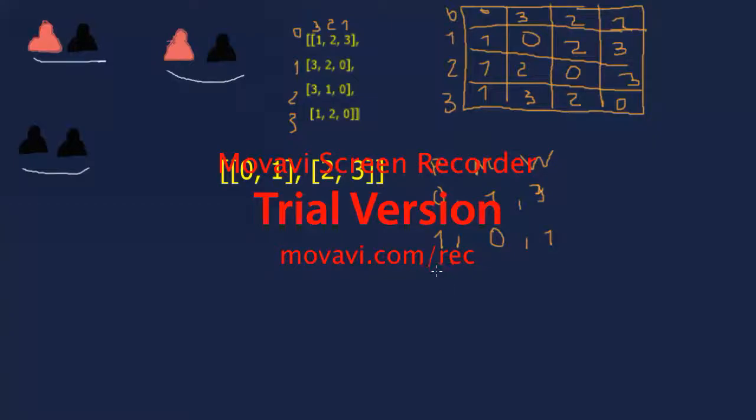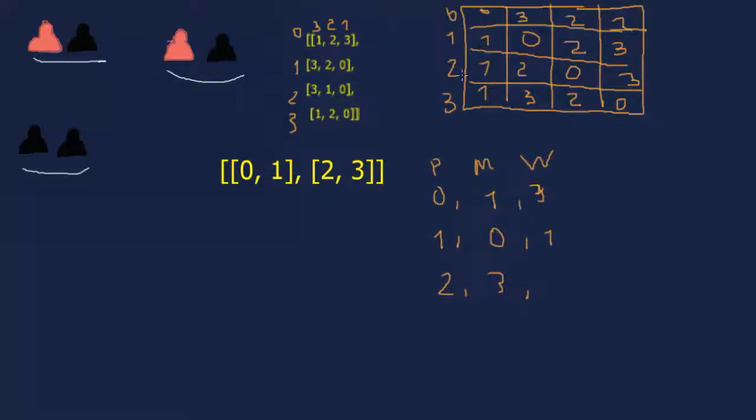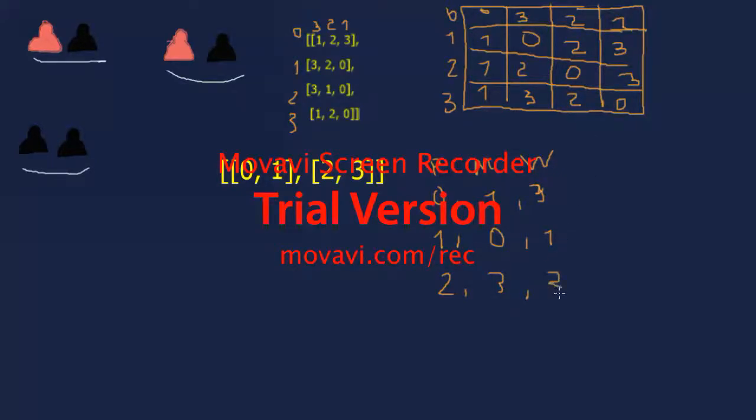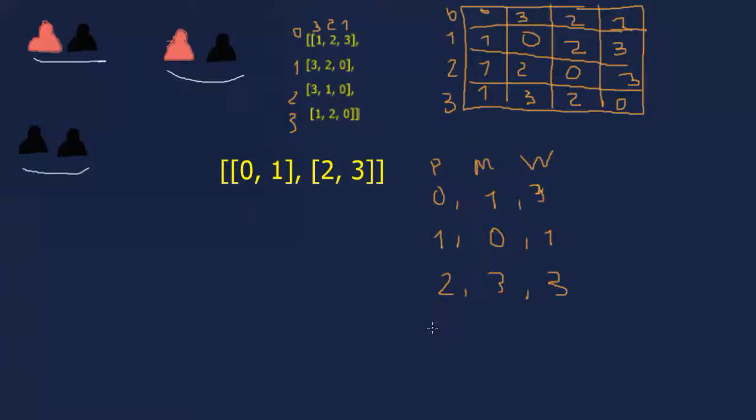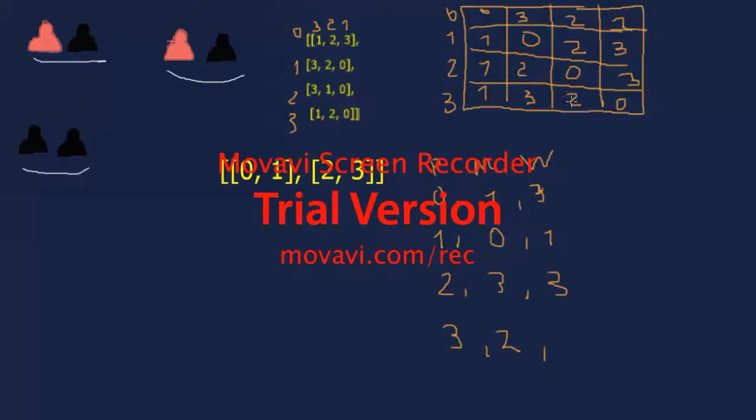Then we go to the next pair, which is 2 and 3. We go to our weight array. We go to the person number 2. We check the position number 3, which we check the weight, and the weight is 3. Now we do the other pair, which is 3 and 2. What is the weight of this? We go to 3, we check the position 2, and we check that it is weight of 2.